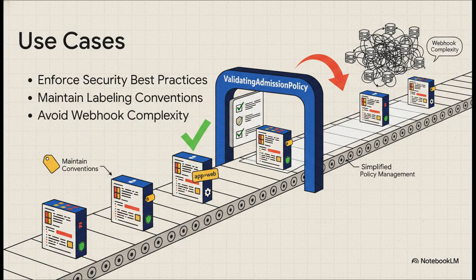With something called Validating Admission Policy, you can write your rules directly into a Kubernetes object using the Common Expression Language, or CEL. It's this simple, really expressive language built for policies. The result? It's faster, it's more secure, and it is infinitely simpler than wrestling with external webhooks.